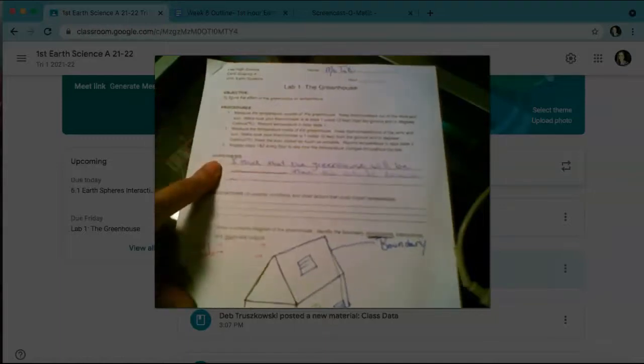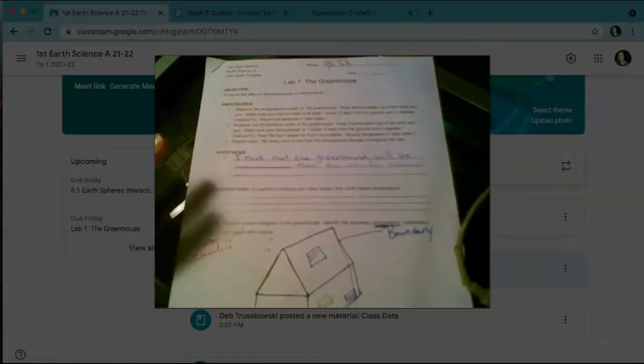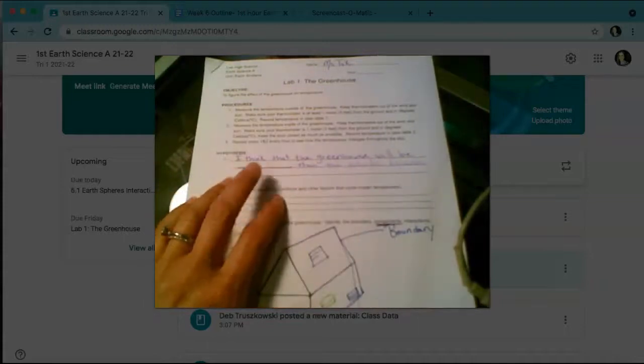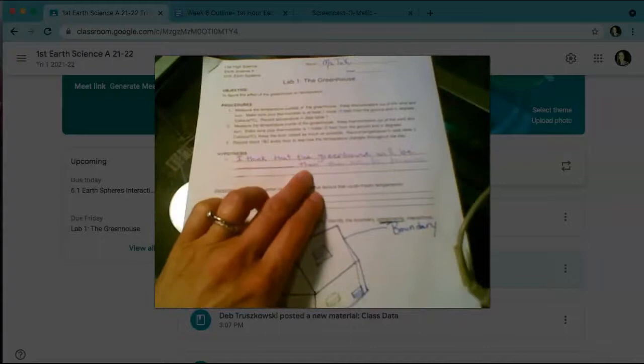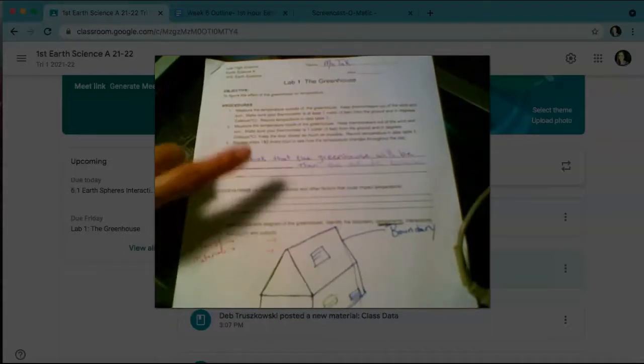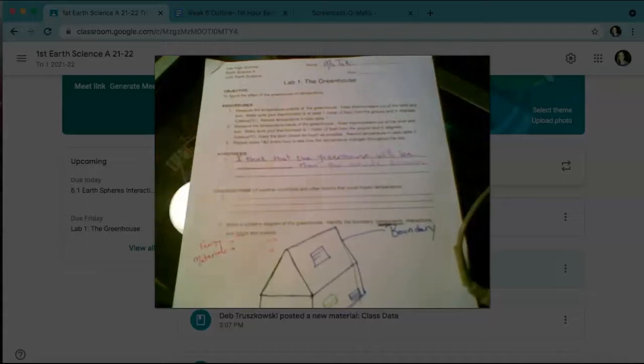Hey everybody, let's continue to work on Lab 1, the greenhouse. What you should have already is your hypothesis, your prediction of the outcome. It would go something like this: I think that the greenhouse will be blank, so hotter, colder, the same temperature than the outside because, and then your reasoning, right there.